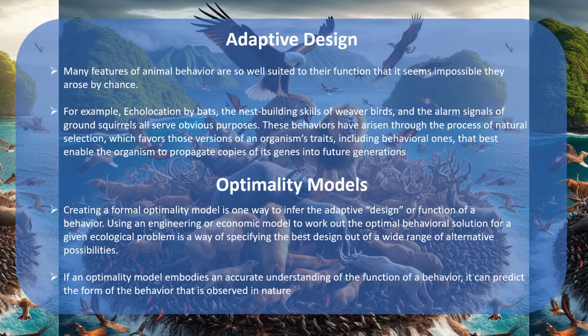Optimality models. Creating a formal optimality model is one way to infer the adaptive design or function of a behavior. Using an engineering or economic model to work out the optimal behavioral solution for a given ecological problem is a way of specifying the best design out of a wide range of alternative possibilities. If an optimality model embodies an accurate understanding of the function of behavior, it can predict the form of behavior that is observed in nature.